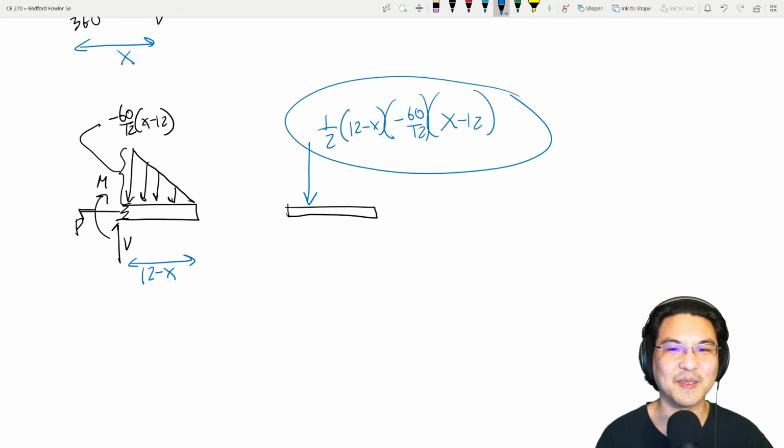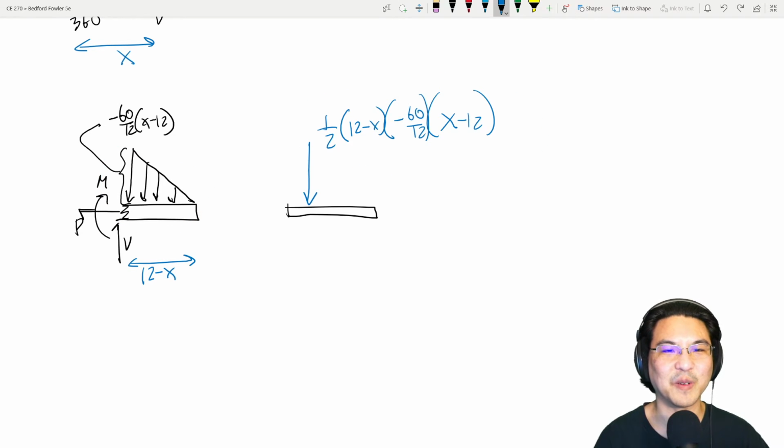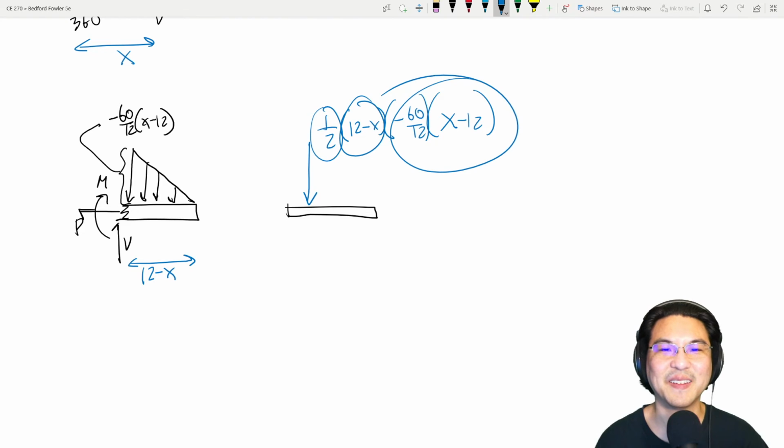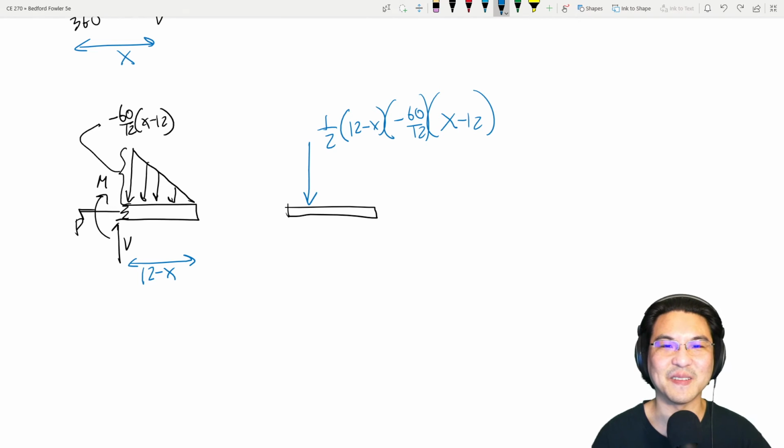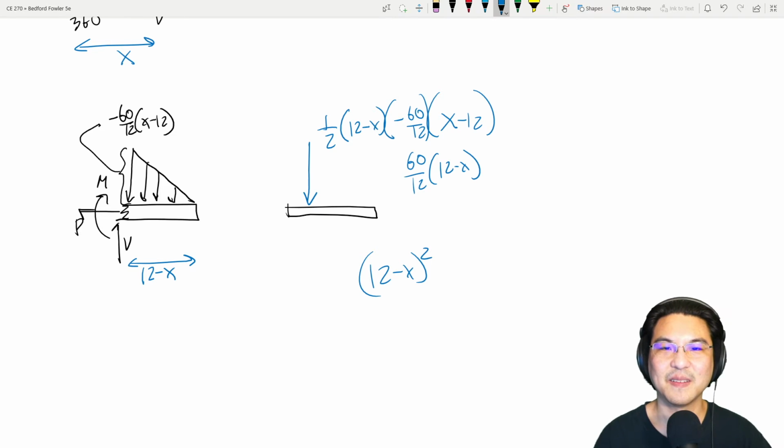There you go. That's the area of this shape. I just wrote it as 1/2 base times height. We can simplify it a little bit, but in fact, why don't we simplify it? So see the minus sign? Okay, and then 12 minus x, 12 minus x squared. And then that leaves us with 60 over 12, and then the 2 over here, so 30 over 12.